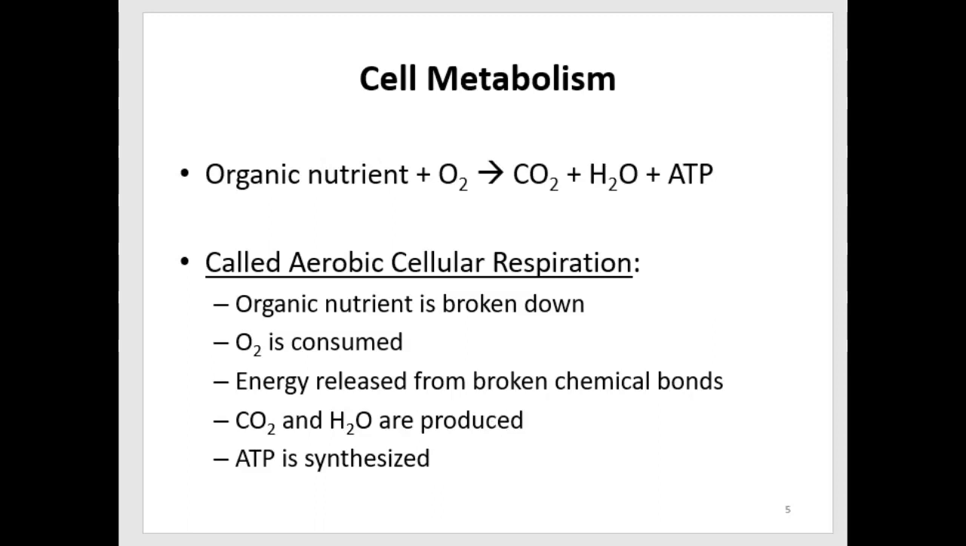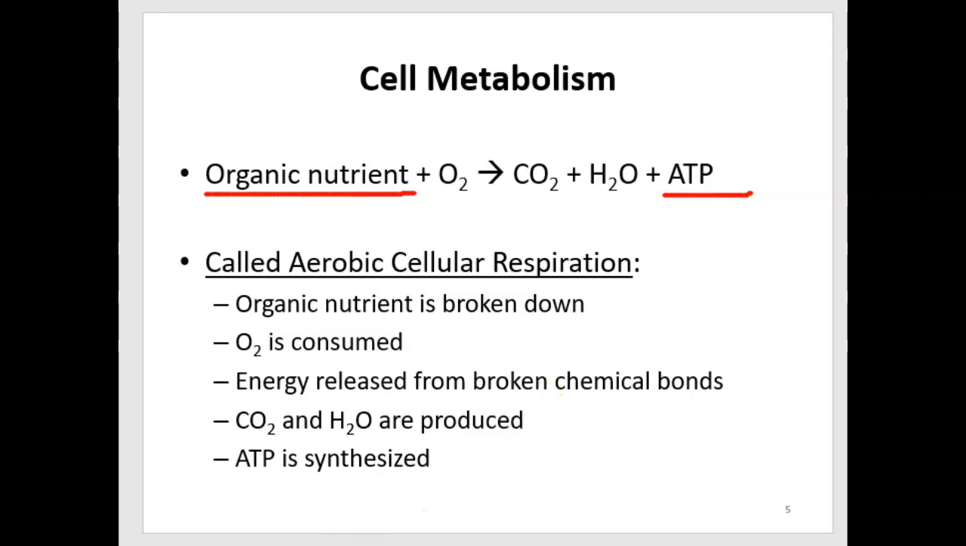So cellular metabolism involves catabolic reactions and anabolic reactions. So an organic nutrient is catabolized or broken down, and ATP is anabolized or made. But ATP can also be broken down. And when it's broken down, the energy released will be used to fuel another anabolic reaction.